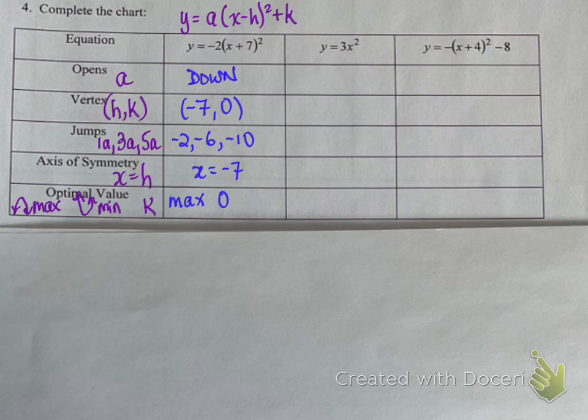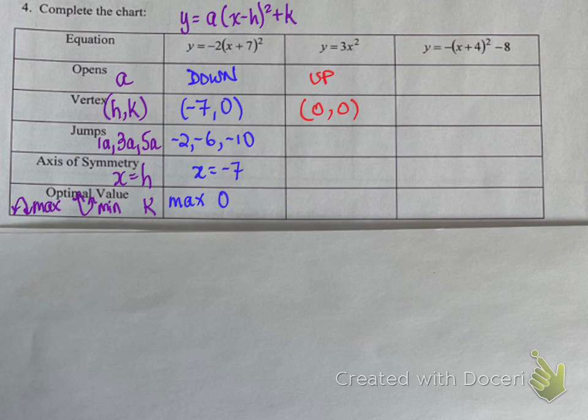Okay, welcome back. y equals 3x squared means that my graph opens up. The a value is 3, so it opens up. My (h, k) is going to be (0, 0) because there are no brackets, and 0 because there's nothing after the square, so (0, 0).